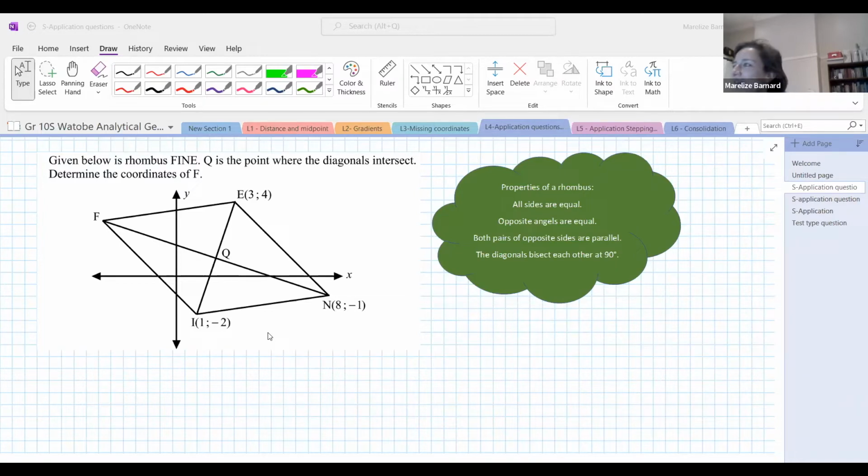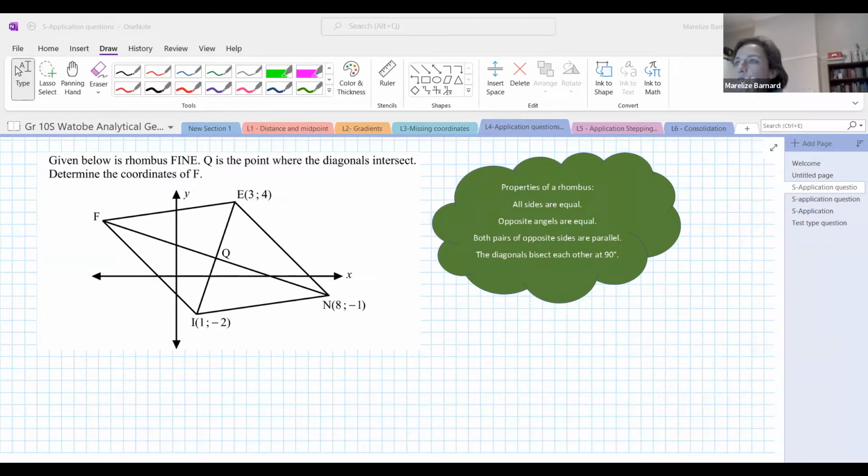Okay. If anyone has any ideas, I did post some hints here because maybe that's going to help. A rhombus has these properties. All sides are equal. Opposite angles are equal. Both pairs of opposite sides are parallel, and the diagonals bisect each other at 90 degrees. So maybe that's going to be useful for you to solve this problem. In fact, it will be. That's why I placed it there, to give you a bit of a start on the problem. But if you have any ideas, how should we do this? Put your hand up. Maybe you want to unmute and tell us. I'll give you a few seconds to think.